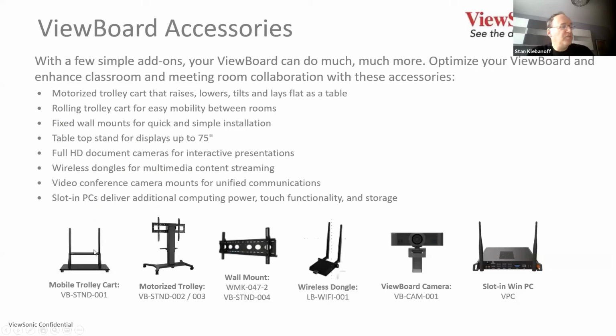Accessories that you can get with a ViewBoard: trolley carts, motorized carts, wall mounts. Wireless dongle is extra. We don't include Wi-Fi inside the panel because many applications don't require it and you're not allowed to have it. For example, healthcare, government offices quite often do not want Wi-Fi. You're only allowed hardwired connections to the panel only. So we make our panels with a Wi-Fi dongle. We do recommend you hooking them up directly with a hardwired connection to your network. But if you want to just use it wirelessly, you can. It's under $100, this dongle, so it's not an expensive add-on.